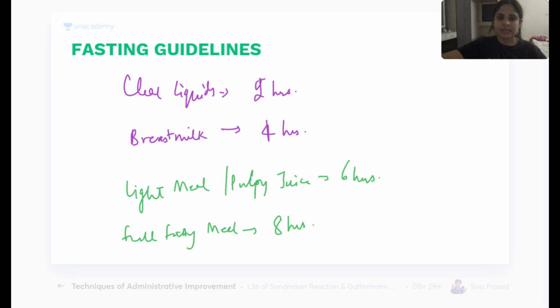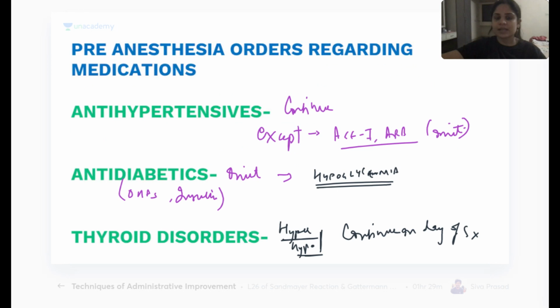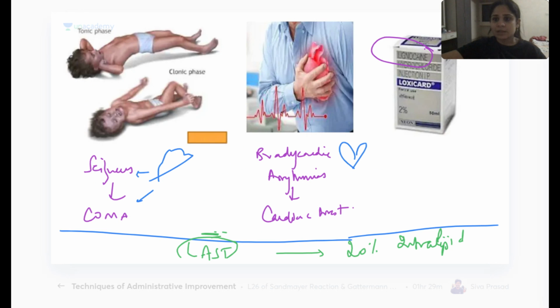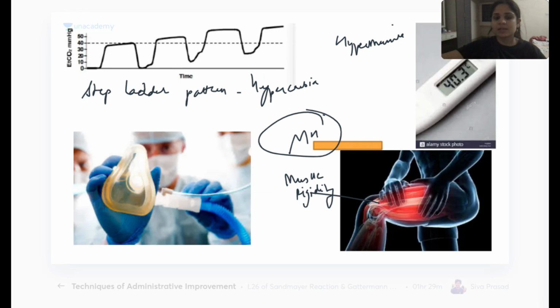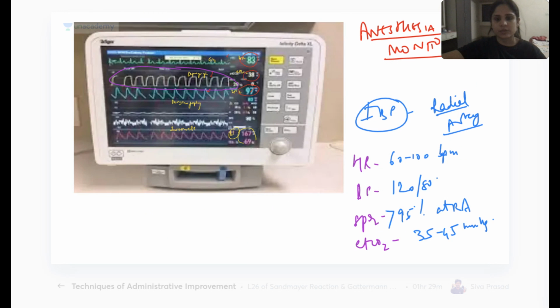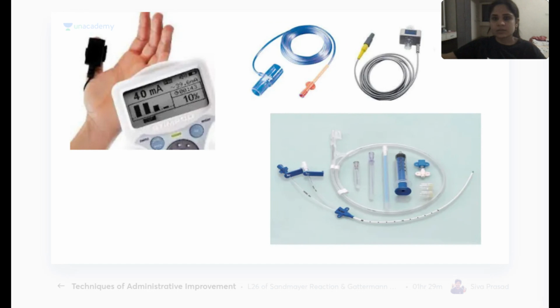Okay, so that's it. What all have we discussed in part 2? The fasting guidelines, pre-anesthesia orders regarding medications, cylinders, pipelines, malignant hypothermia, local anesthesia, systemic toxicity, all the drugs and their important questions that are asked. Oh, we missed out this monitor. Quickly tell me these 3 monitors, what are they?